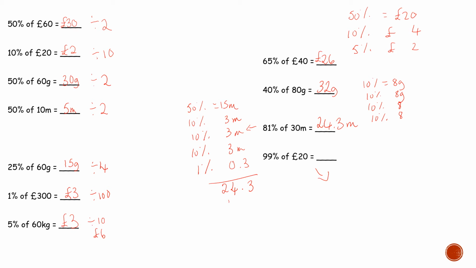And my final one is 99% of £20. And what I'm going to do is find 1%. 1% of £20 is 20 divided by 100, which is 0.2. And I'm just going to take that away from 20 because that's going to be easier than doing 50%, adding all your tens. It's just going to be easier to take 1% away from £20, which will give me £19.80.